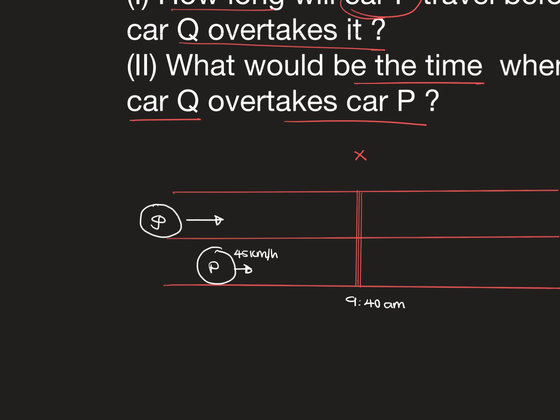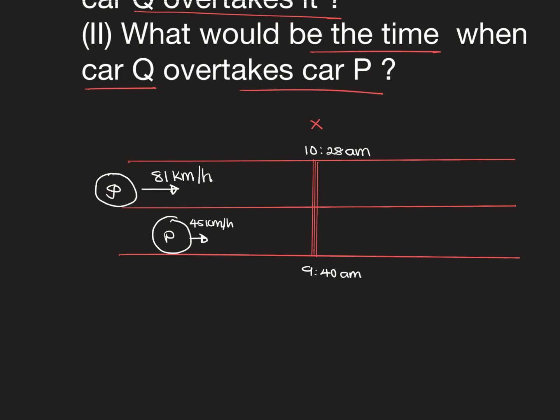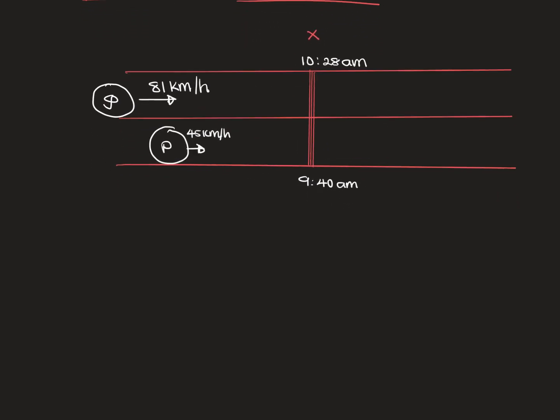Then we have another car, which is car Q, traveling at 81 kilometers per hour, and it passes through this same point but 48 minutes later. So what is the time at which car Q passes through X? If you add 48 minutes to 9:40, you will have 10:28, right? So car Q passes through this point at 10:28 a.m.